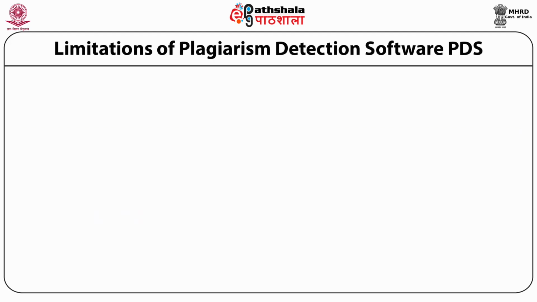Limitations of plagiarism detection software. Most of the time, the software subscription charges are very high. This is when we procure commercial software. This is in terms of the commercial software, we are looking into the points. It is often the subscription charges are very high.